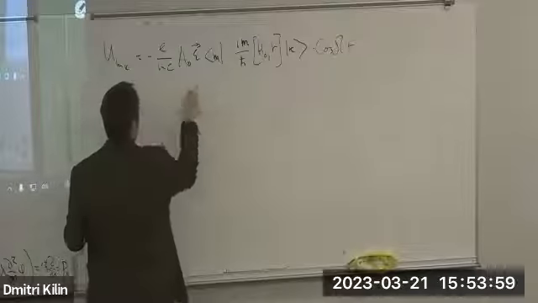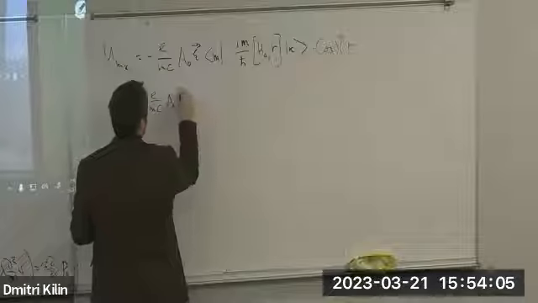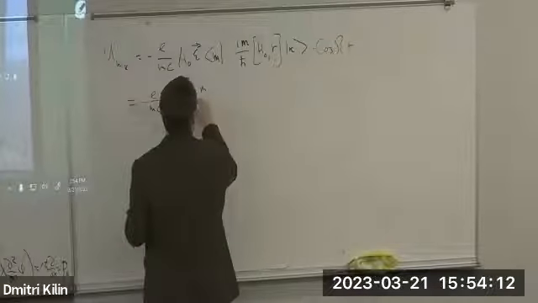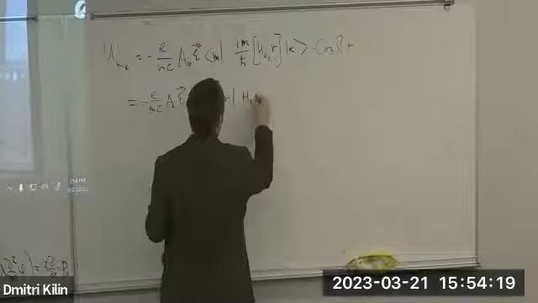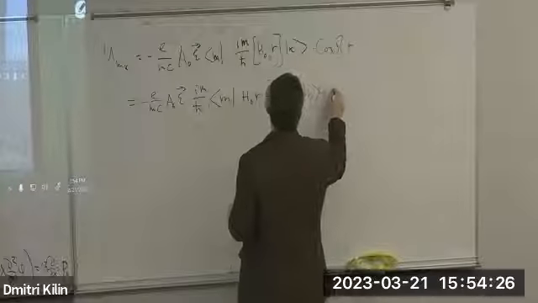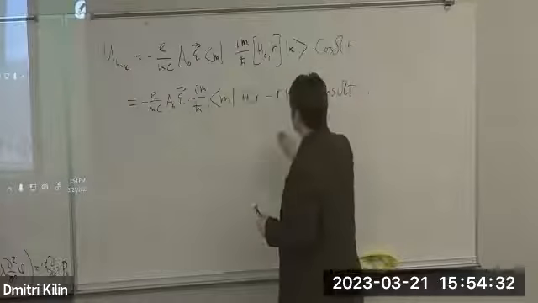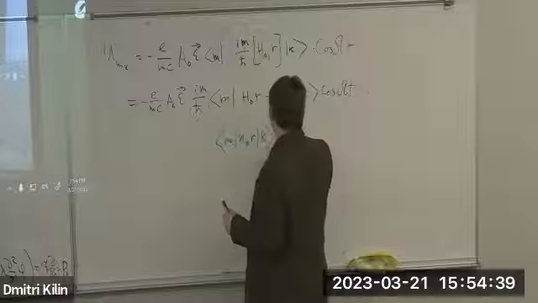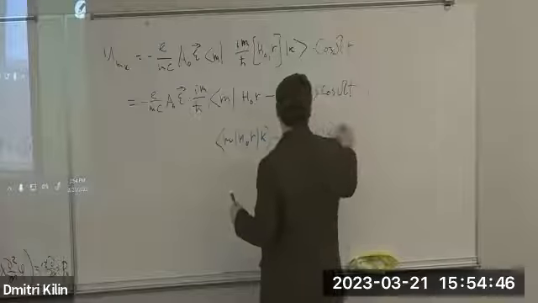So opening the commutator once again in this expression: e/mc A₀ polarization vector. Let's put factors up front, m/ħ, and H₀r minus rH₀. Here we can treat it as two terms: ⟨m|H₀ r|k⟩ minus ⟨m|r H₀|k⟩ inside these brackets.